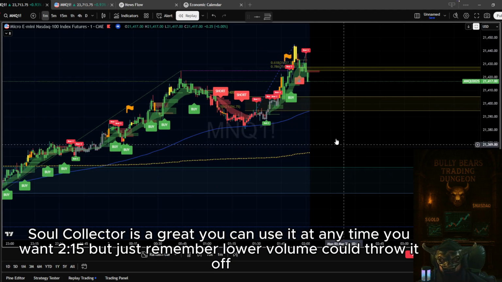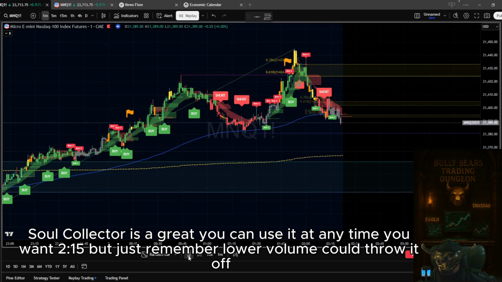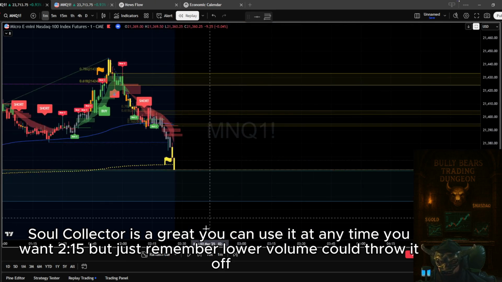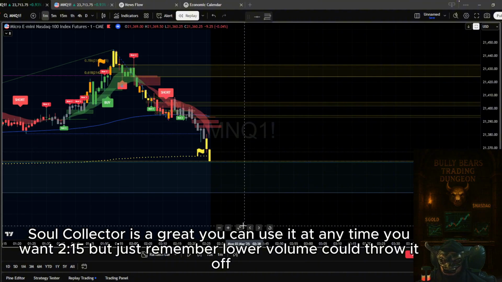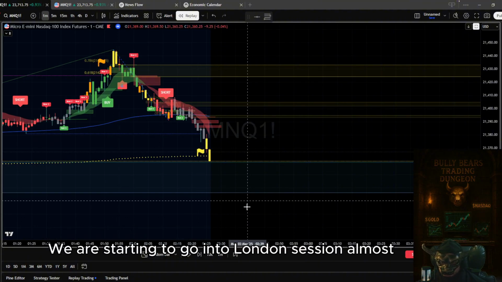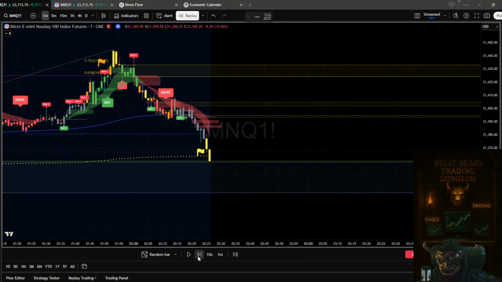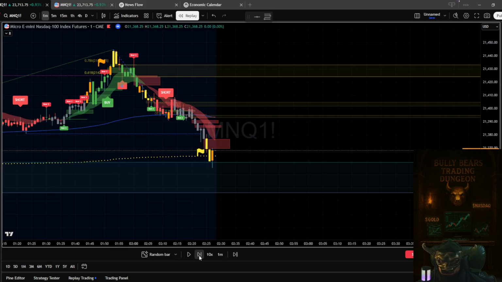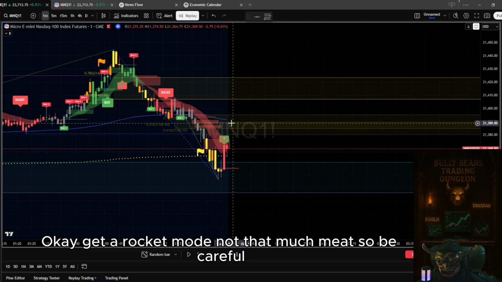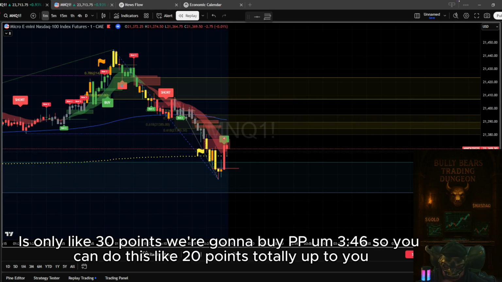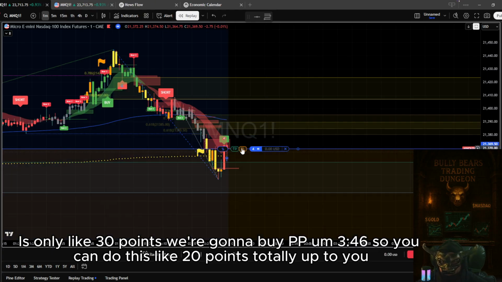Now, Soul Collector is great, you can use it at any time you want. 215, but just remember, lower volume could throw it off. We are starting to go into London session almost. Let's just see what happens here. Okay. We got a rocket mode. Not that much meat, so be careful. It's only like 30 points. We're going to buy TP.